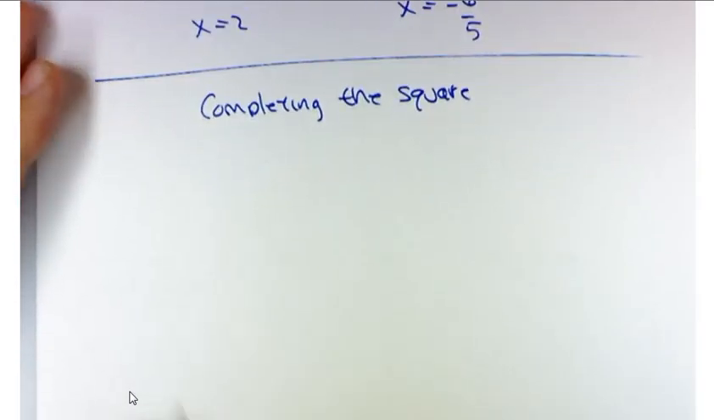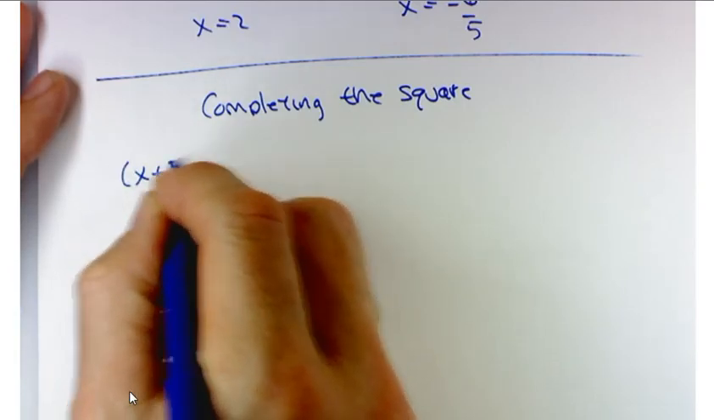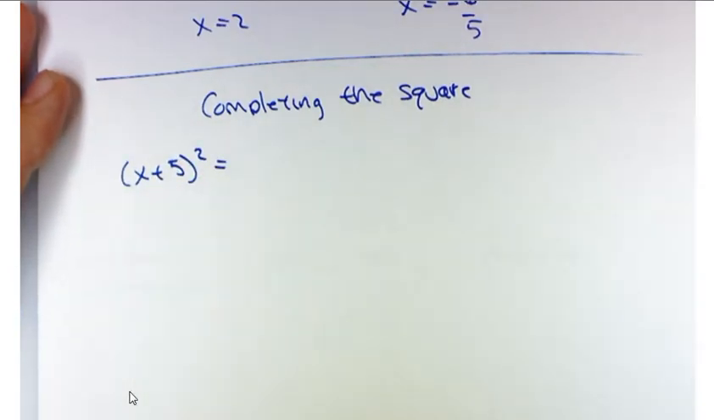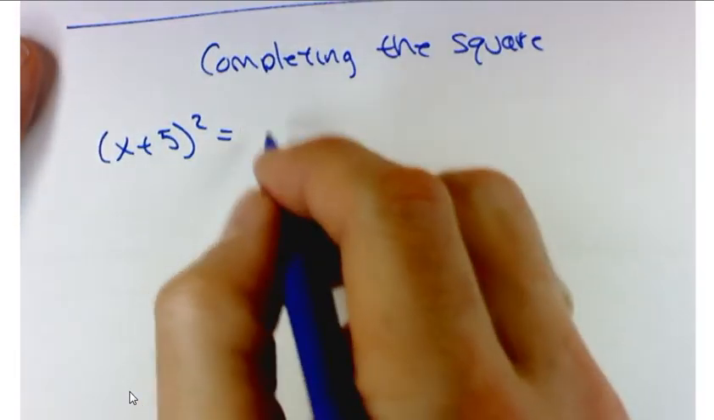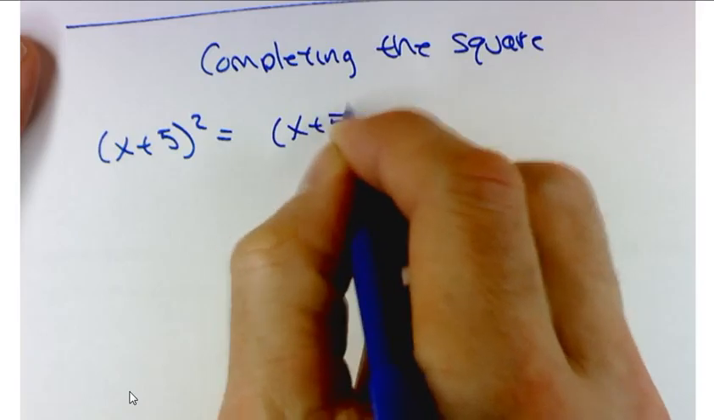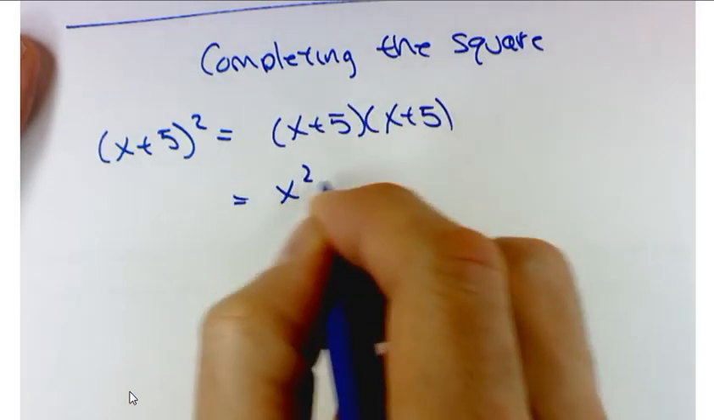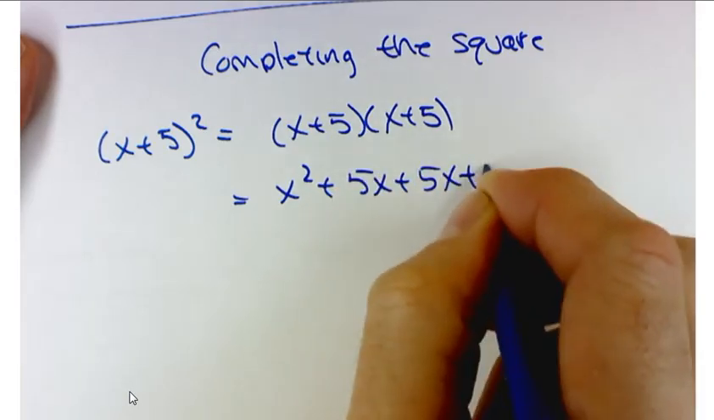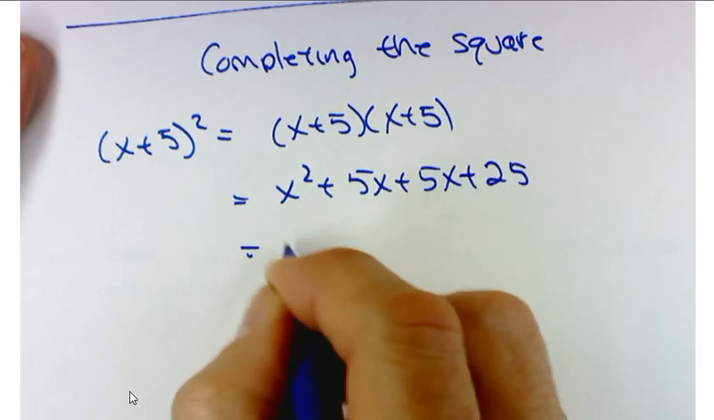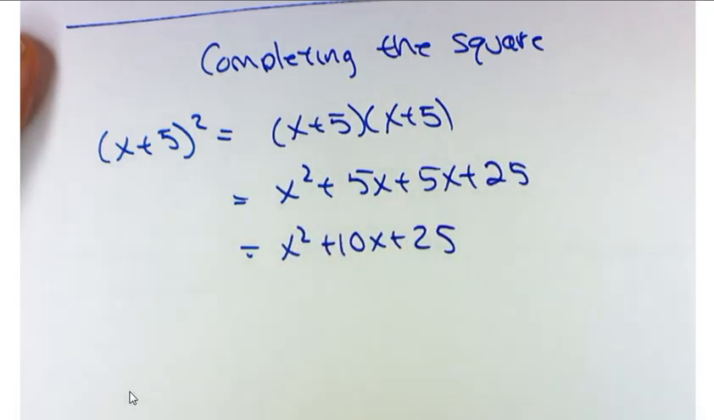And let's examine it with this example. x plus 5 squared. So we're starting out with this binomial. We're going to square it. That's going to be x plus 5 times x plus 5, which is x squared plus 5x plus 5x plus 25. Better yet, x squared plus 10x plus 25.